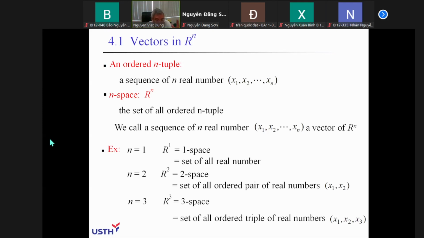Similarly, for n equals 3, we have the 3 space. That is the set of all ordered triples of real numbers x1, x2, and x3. Again, in Vietnamese, you have không gian 3 chiều, không gian tọa độ 3 chiều với các trục OX1, OX2, OX3 hoặc là OX, OY, OZ. That is what we know already from high school. So it is not anything quite new for you.